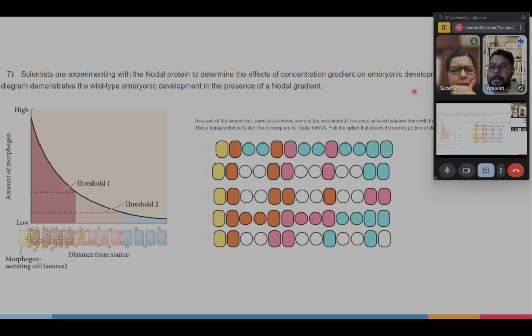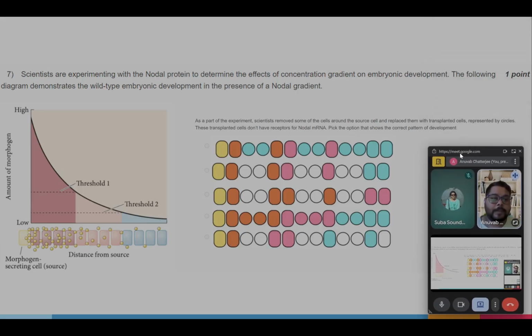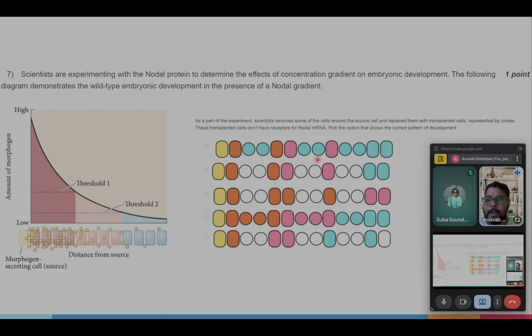So that was one question on morphogens, and we now have a second one. The question again is morphogen related. In this particular question, scientists are experimenting with the nodal protein to determine the effects of concentration gradient on embryonic development. The following diagram demonstrates the wild type embryonic development in the presence of a nodal gradient. So similar thing, on the left end you have the highest amount of nodal, which then drops down as you go to the right. Originally, the tissue responds something like this.